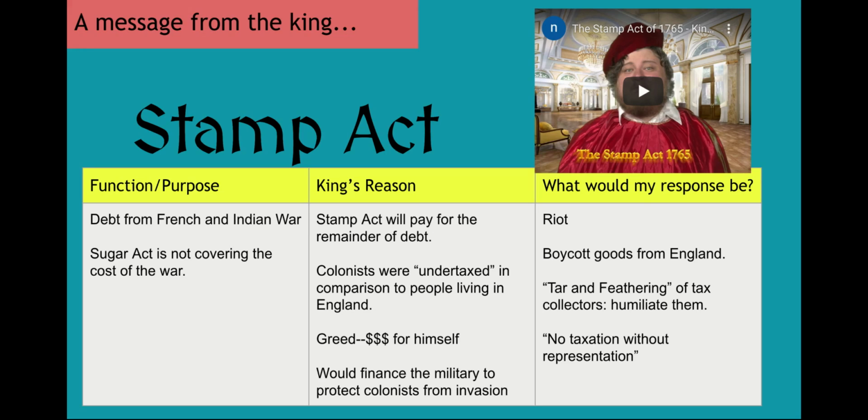And King George has said, look, I need more money for the military protection I'm giving you. I need more money to pay off the debt from the war where I already protected you. And at this point, I don't have the ability to tax the people living in Britain anymore. They pay more tax than you. So it's your turn. Give me more money. And that's why the Stamp Act becomes a real problem.